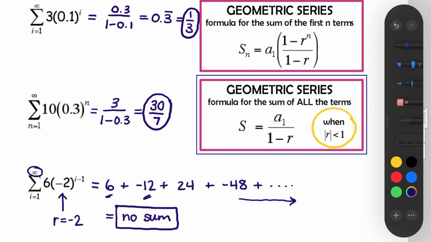And then, like we said, this last one had no sum because it violated the rule that the common ratio has to be making the terms smaller. They can alternate, but they'd have to be getting smaller.